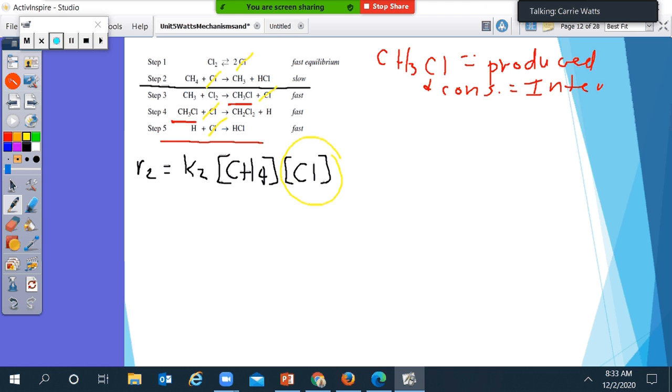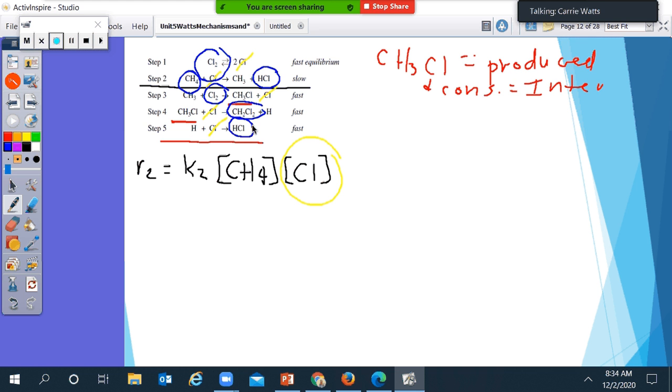If you look, you'll end up with methane. That'll be in your final rate law, in your overall reaction, but chlorine will not. So I circled everything that's going to be in the final. This is where it's nice to have different color pens, to figure out what gets canceled out and what remains. So I circled in blue everything that's going to stay in my final overall reaction, and chlorine is not one of them.